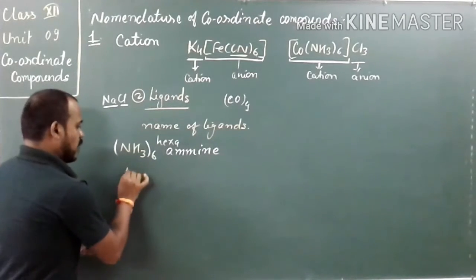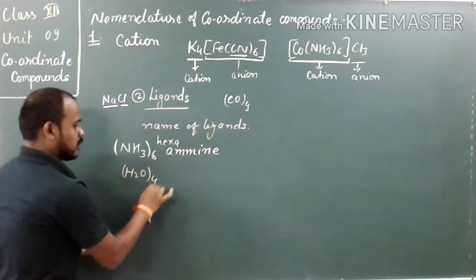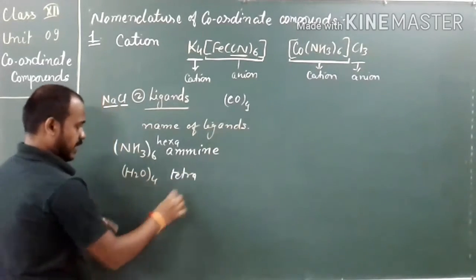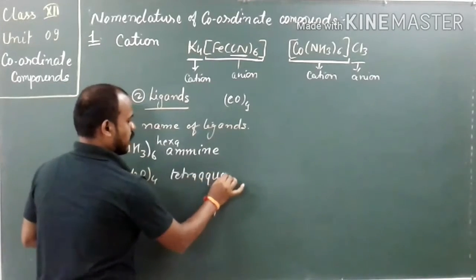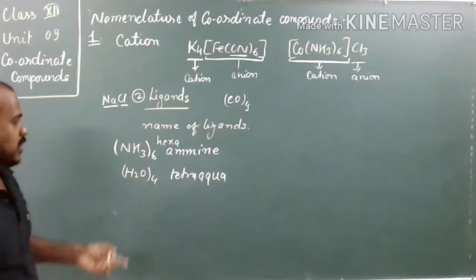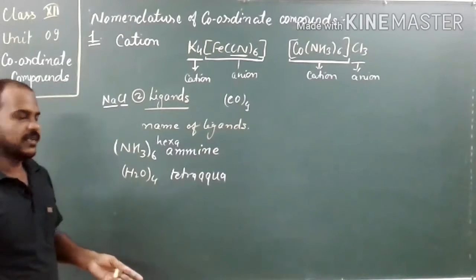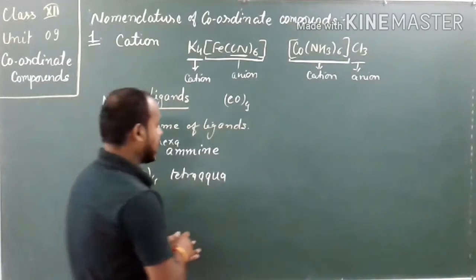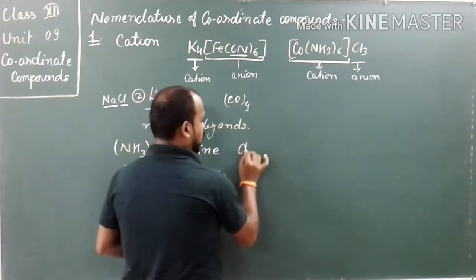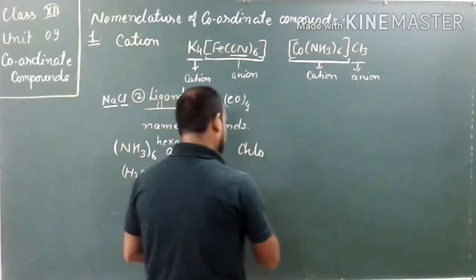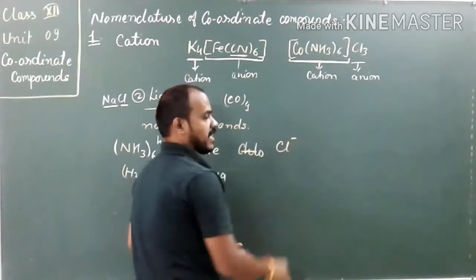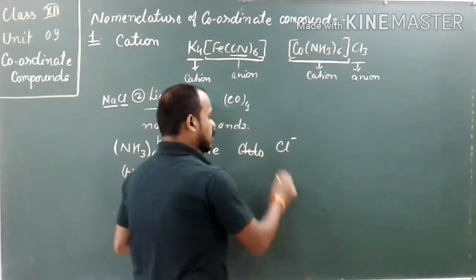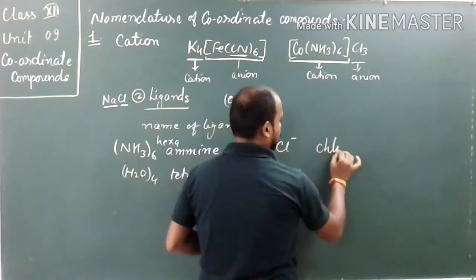If it is aqua, this H2O, then its name is aqua, and 4 means tetra, so it will be tetra aqua. So if the neutral ligand is present, then there will be no change in the name of that ligand. But if the ligand is negatively charged, suppose this is Cl minus. If chlorine is acting as a ligand, then its name is chloride.